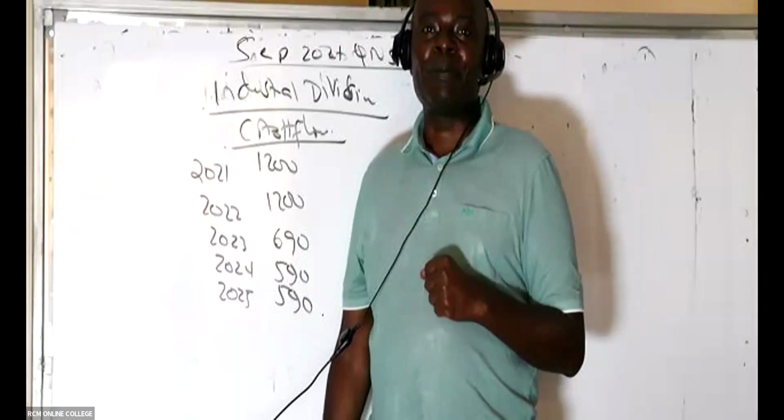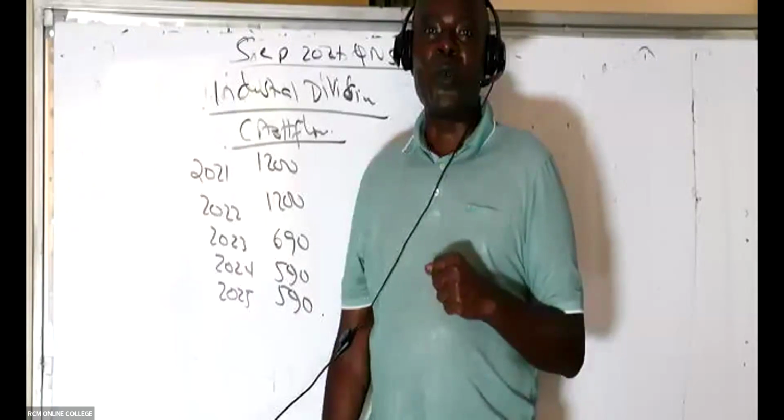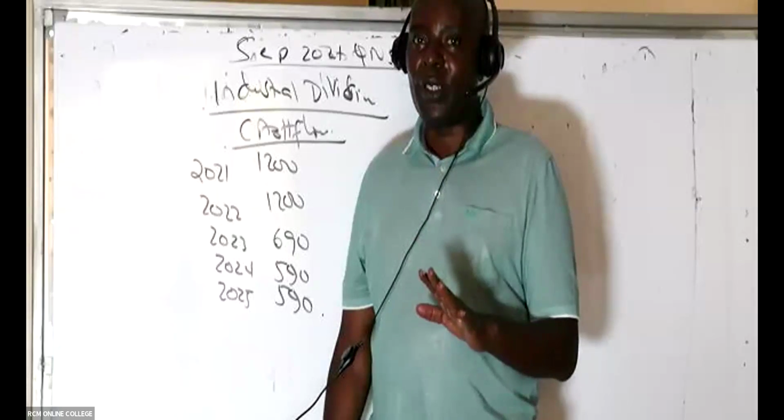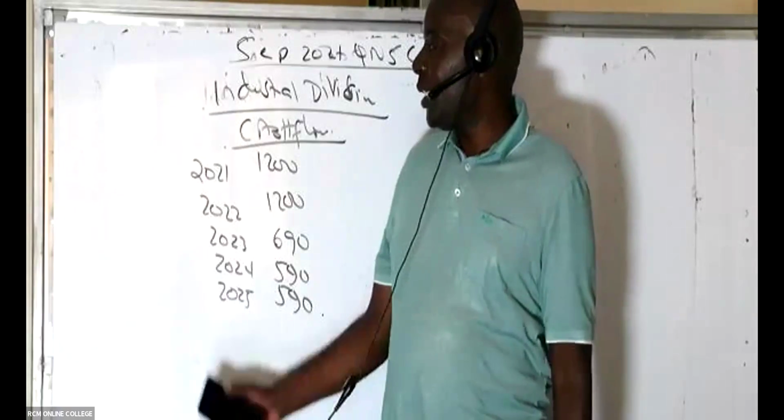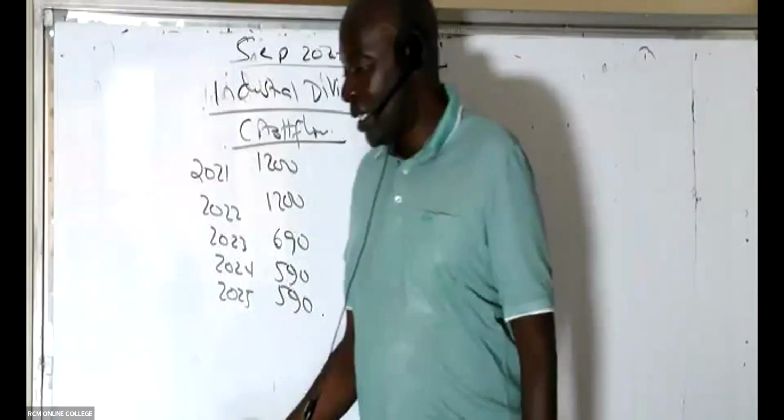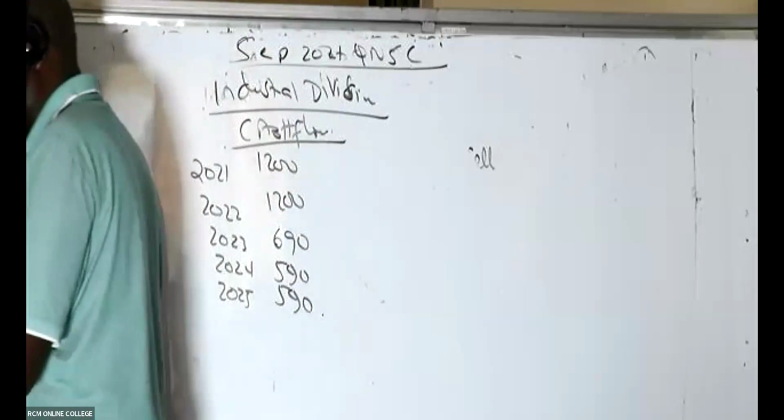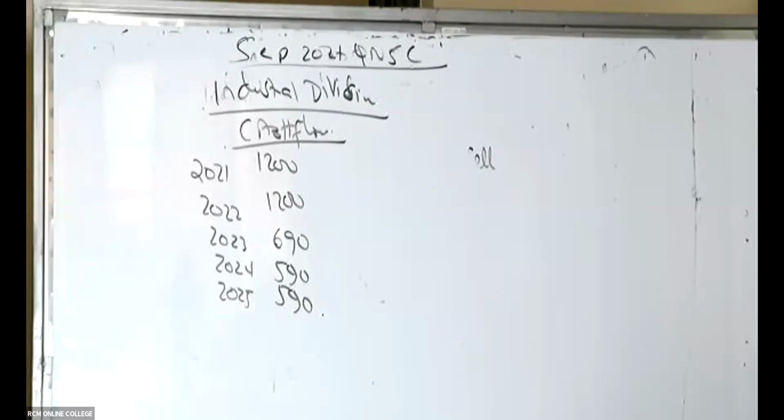Okay, so I would want in this case here, you look at this table very well, the industrial table. Are you able to see these cash flows given there? The PAT, the profit after tax. Are you able to see the profit after tax?